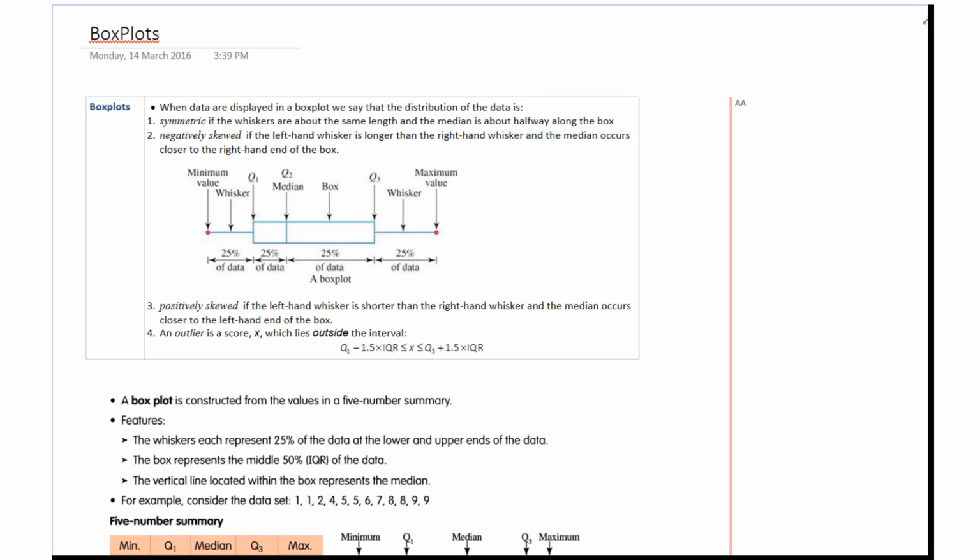Okay, so in this video, what we're going to be looking at is Boxplots, as the title suggests, and we're going to go through a couple of different things to do with Boxplots. All right, let's start off.